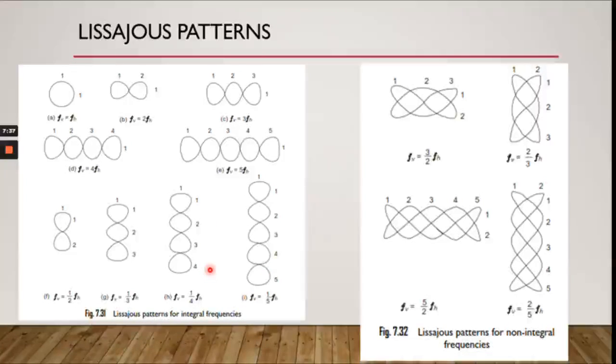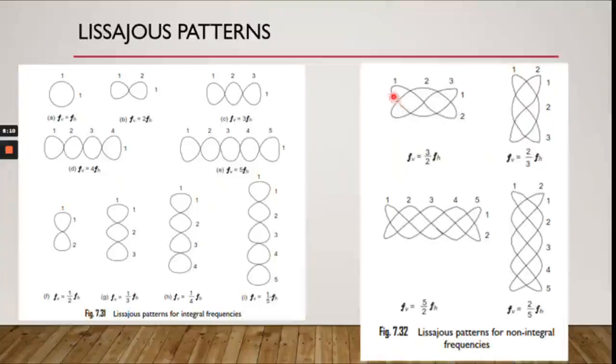Okay, these are called integral frequencies. So you're going to see the shapes here. And we have non-integral frequencies. When we get the ratio such as this one, we have 3/2, 2/3. We have neither the top part nor the bottom part equivalent to 1. So we call that non-integral frequencies. So we are going to have a slightly weird shape like this one.